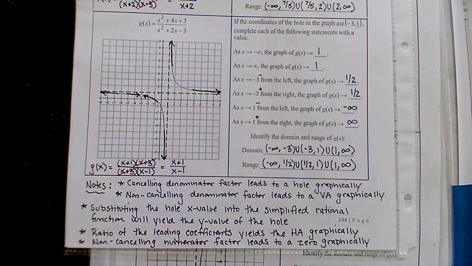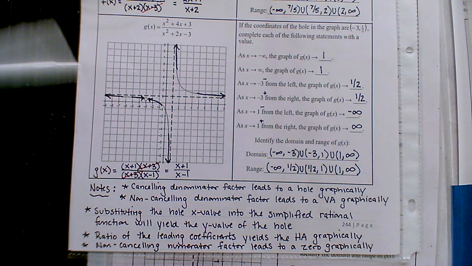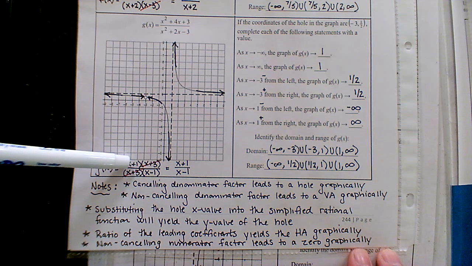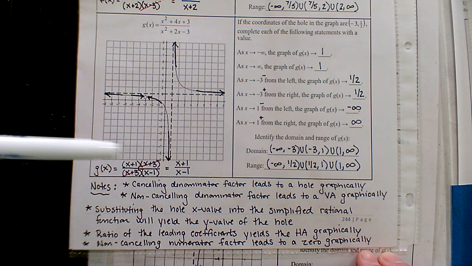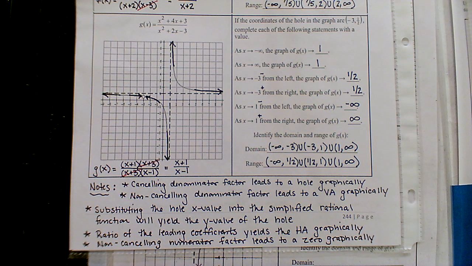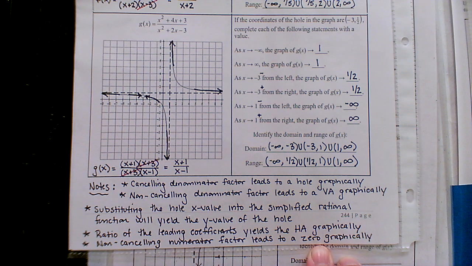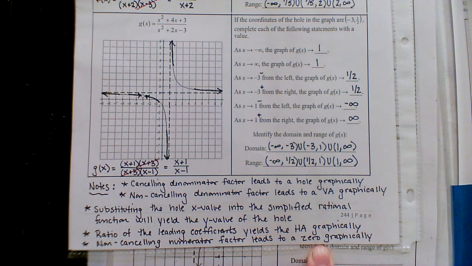And lastly, the non-canceling numerator factor leads to a 0 graphically. So that just means any of the factors on the top that don't cancel, when you set those equal to 0, that's where the 0 is. Sorry, 0, not hole. The non-canceling numerator factor leads to a 0 graphically. Again, another term for 0, you could write x-intercept. 0, also an x-intercept.